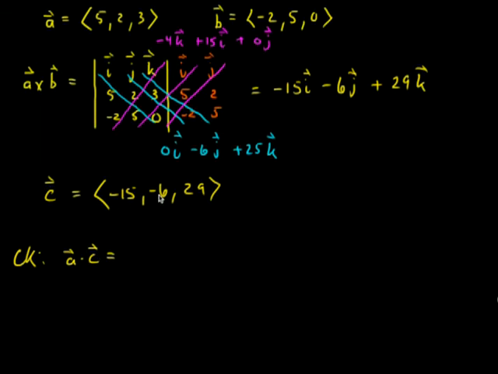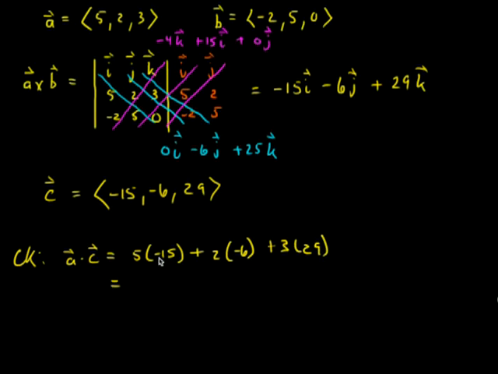So what I'm doing, we just determined, we found a vector perpendicular to the plane defined by the two that we'd started with, and now I'm just doing a check verifying that our answer is in fact perpendicular to each of our starting values. So let's see, I'm doing the dot product this time between vectors A and C. So I'd have 5 times negative 15 plus 2 times negative 6 plus 3 times 29.